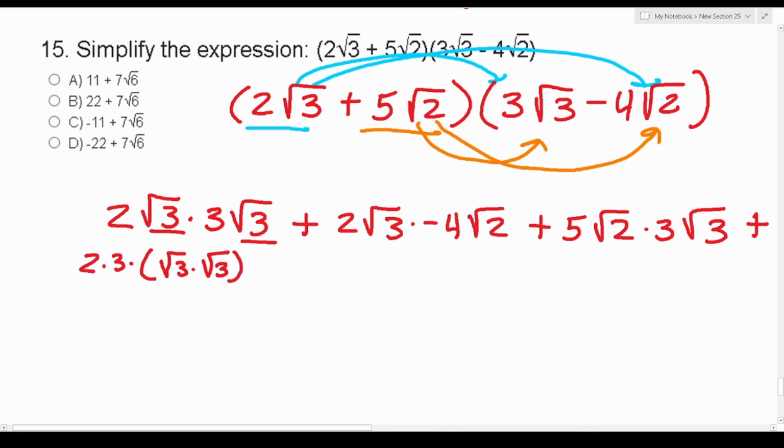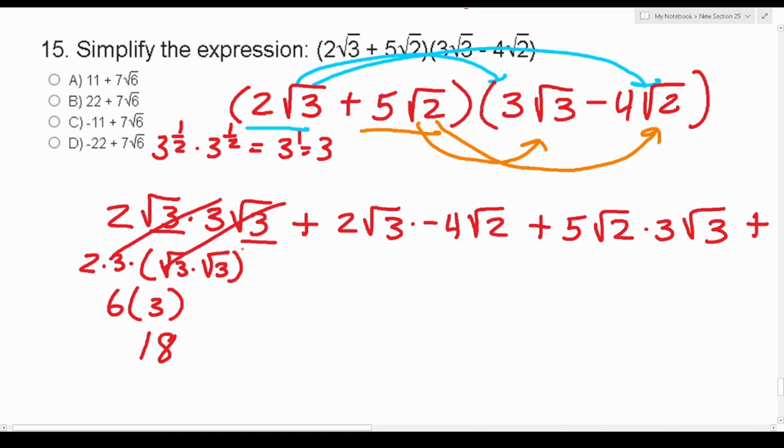Okay, let's think about this in terms of exponents. Again, the square root of 3 is the same as 3 to the 1/2 power. And this says 3 to the 1/2 power times 3 to the 1/2 power. According to the product rule, you would just add these. So this becomes 3 to the 1, which is just 3. So I know square root of 3 times the square root of 3 is just going to be 3. 2 times 3 is 6. So this becomes 6 times 3, which is 18. Okay, so that's very, very easy to simplify right there.